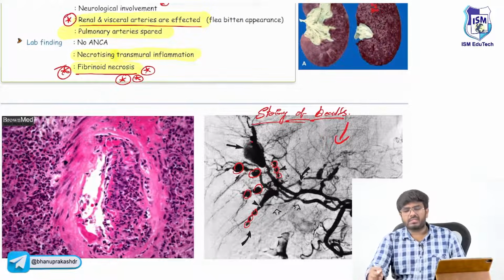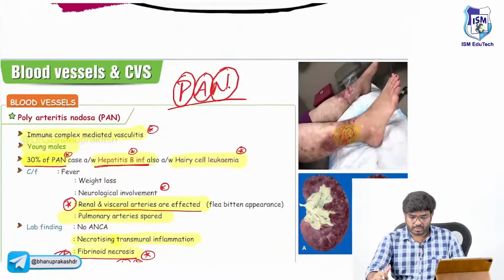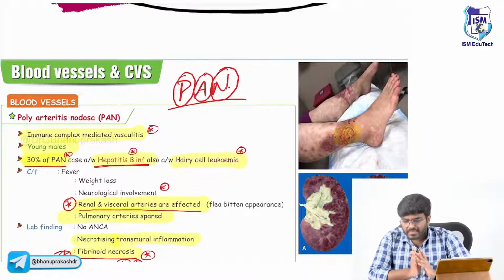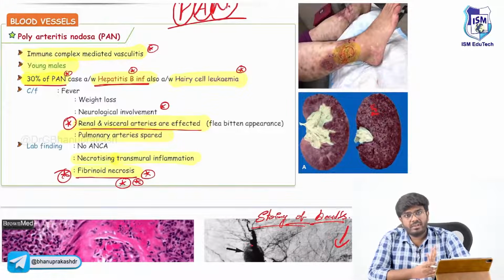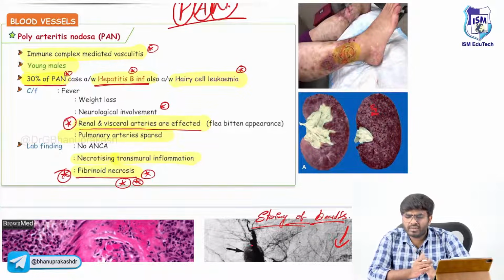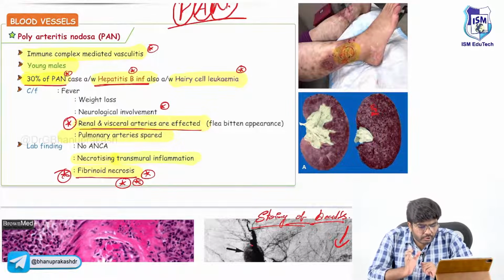String of beads appearance. Renal arteries are most commonly affected. Now, in your exams, especially NEET-PG and FMG exams, they can ask you which conditions flea-bitten kidneys are associated with. Now you know: flea-bitten kidneys are seen in polyarteritis nodosa, a medium vessel vasculitis. Guys, do you have any other idea?